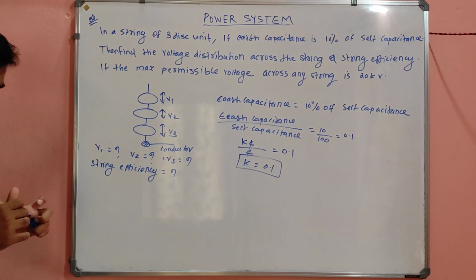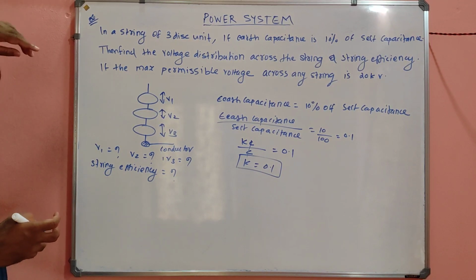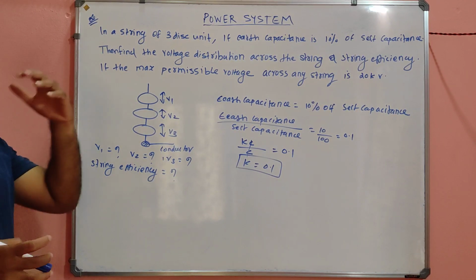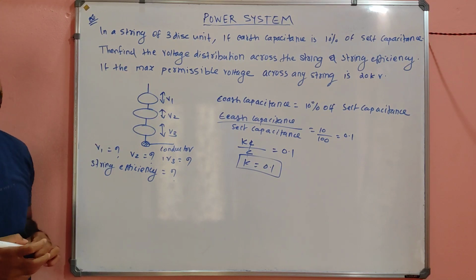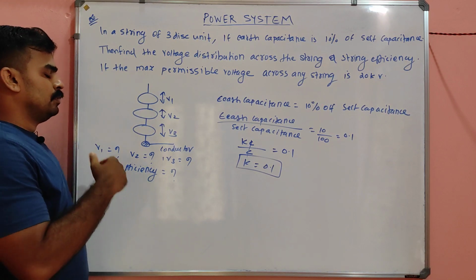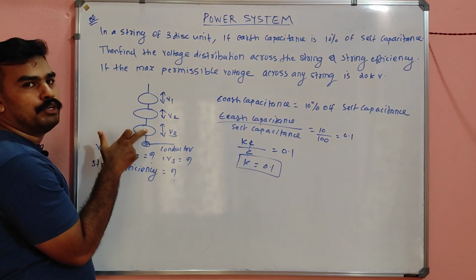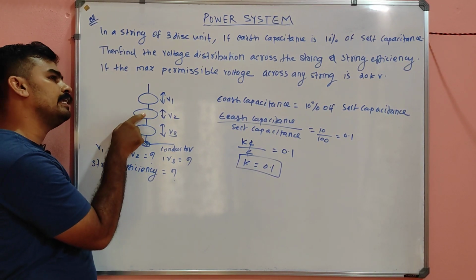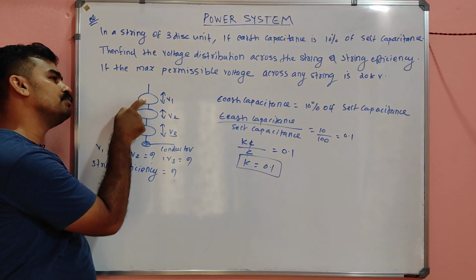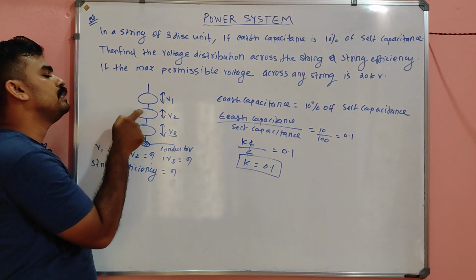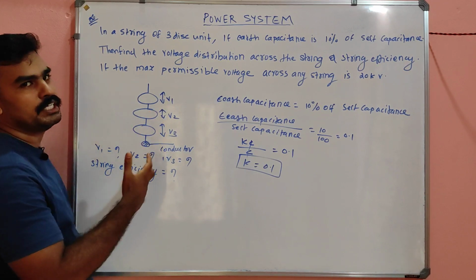String efficiency also you have to find. If the maximum permissible voltage across any string is 20 kV, that means this disc can carry up to a voltage of 20 kV. Any string can carry a maximum voltage of 20 kV.